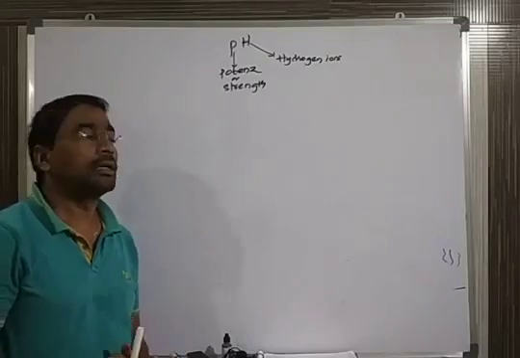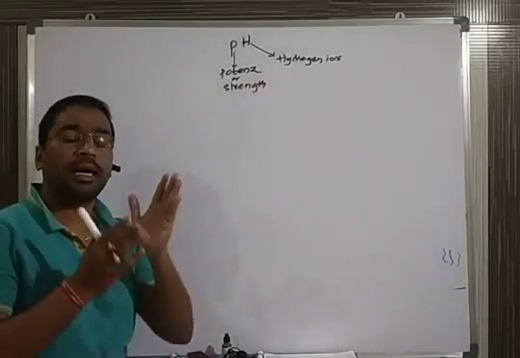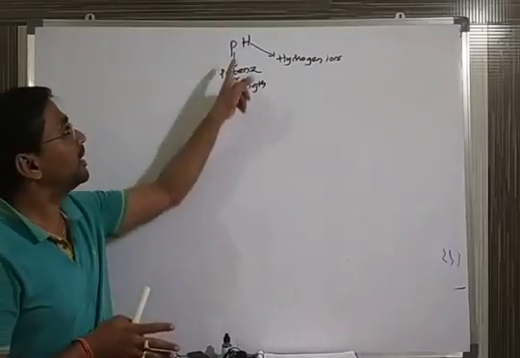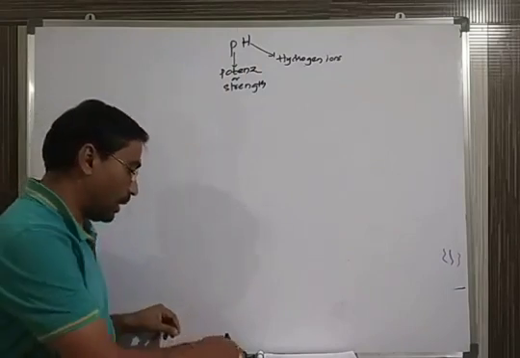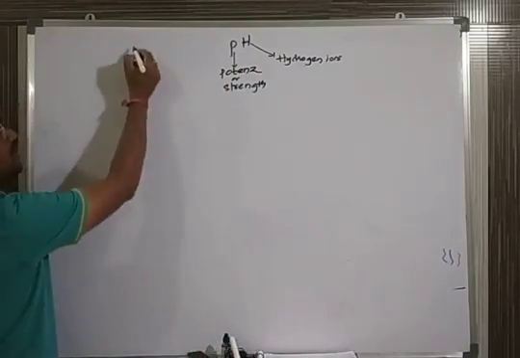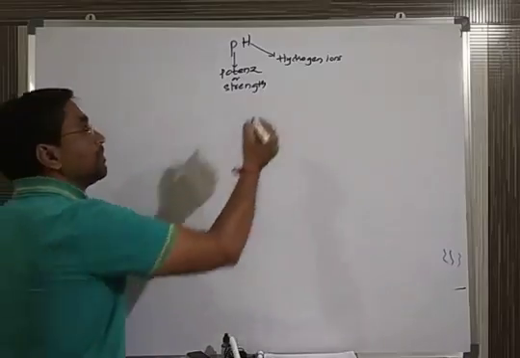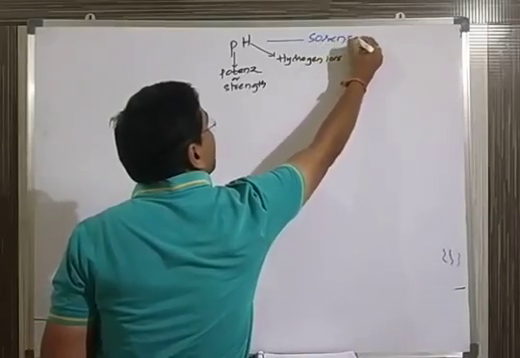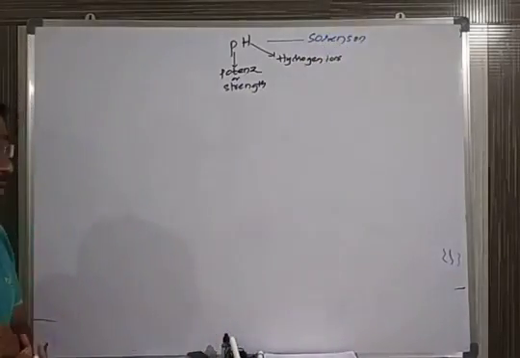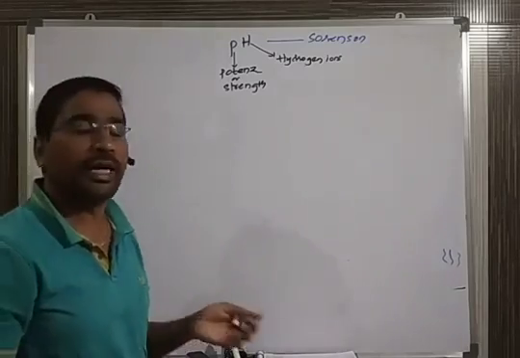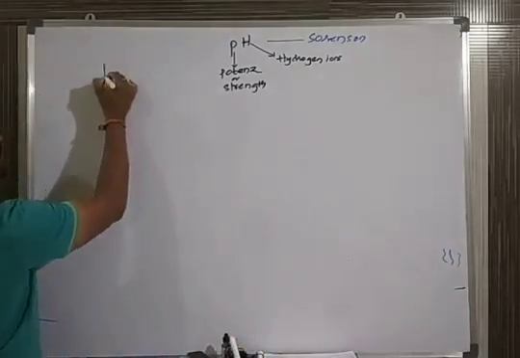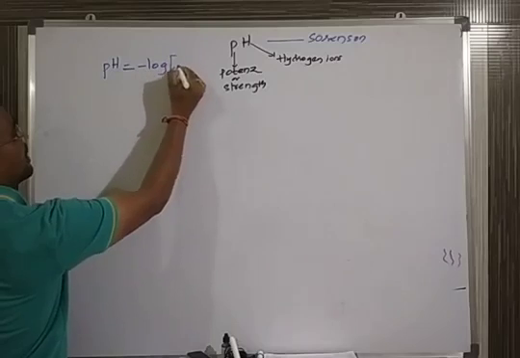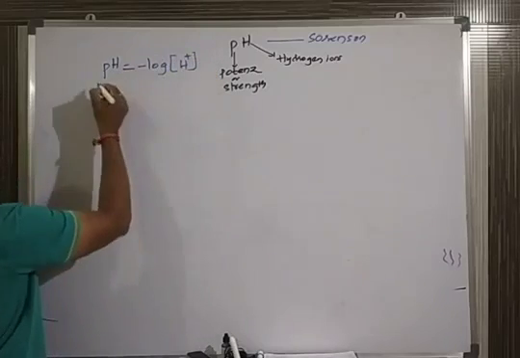So depending on how much hydrogen ion strength there is in any substance, we get the value of pH. And who gave the pH concept? The pH concept was given by the scientist Sorensen. He gave a mathematical formula to calculate the strength of any compound: pH is equal to minus log of H plus ions.